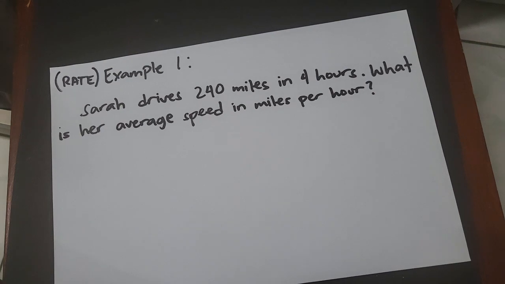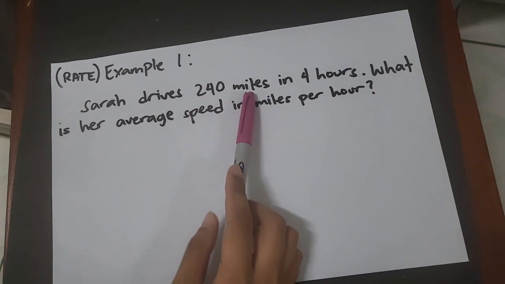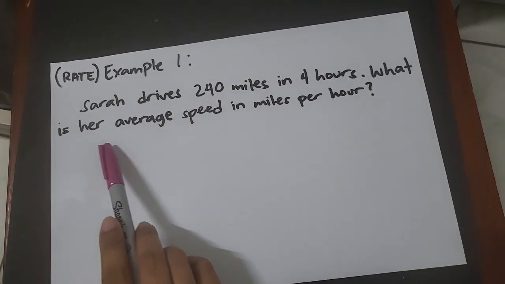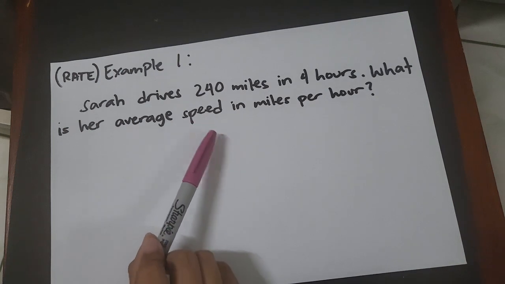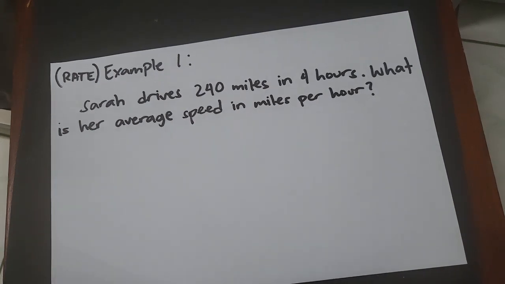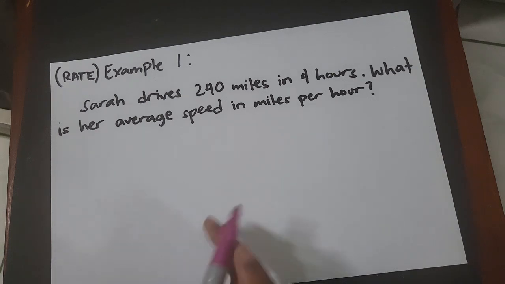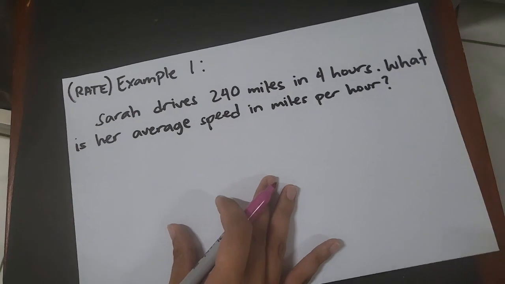Next is, here we go with rate. Example 1. Sarah drives 240 miles in 4 hours. What is her average speed in miles per hour? So, to find the average speed, we can divide the distance traveled by the time taken.